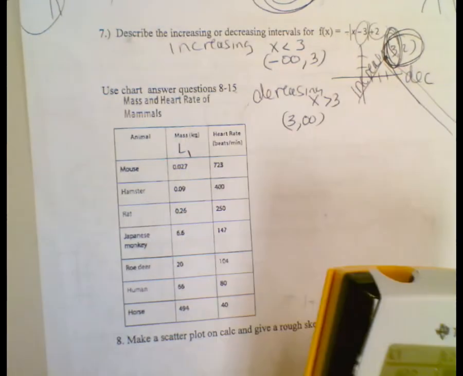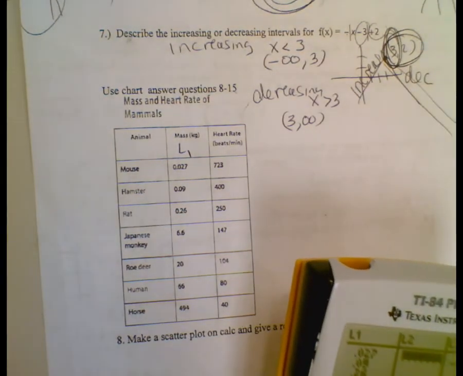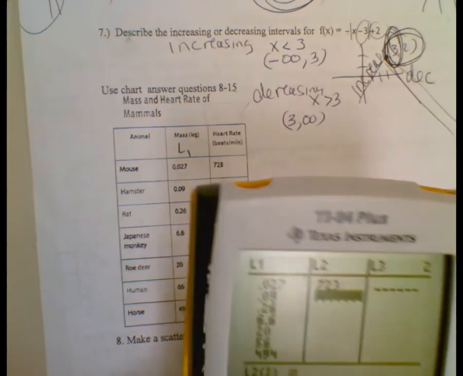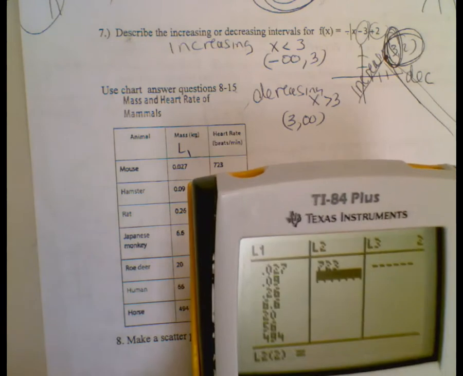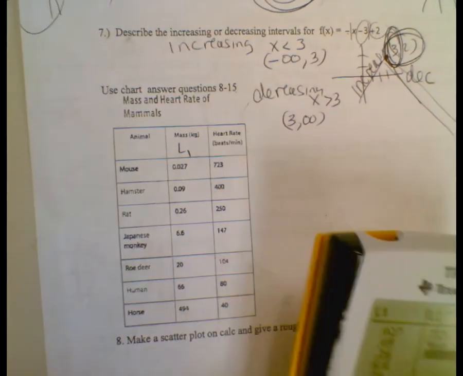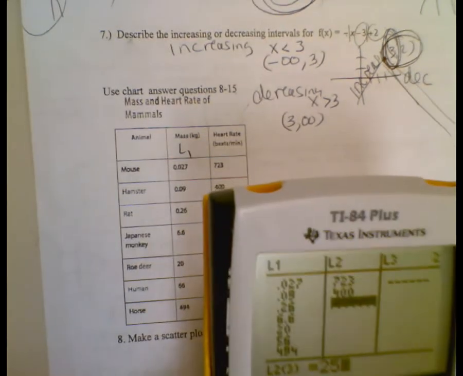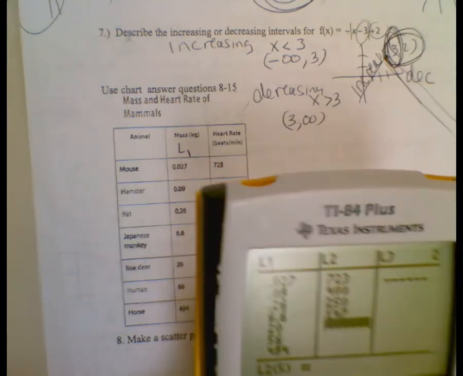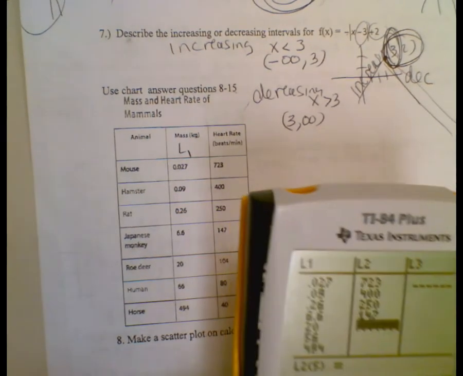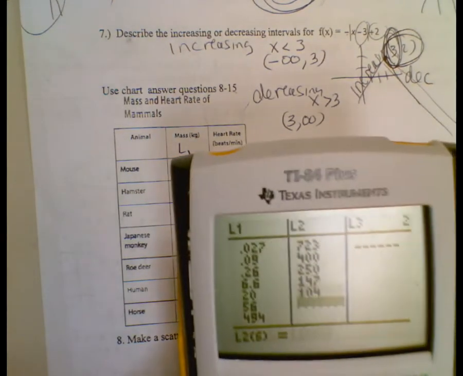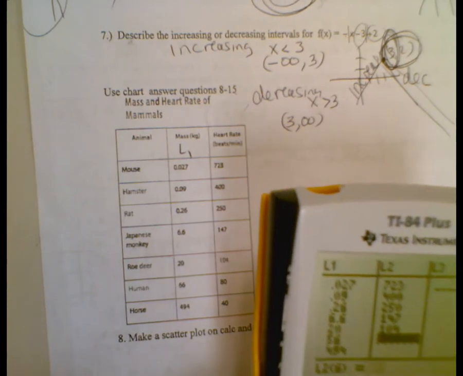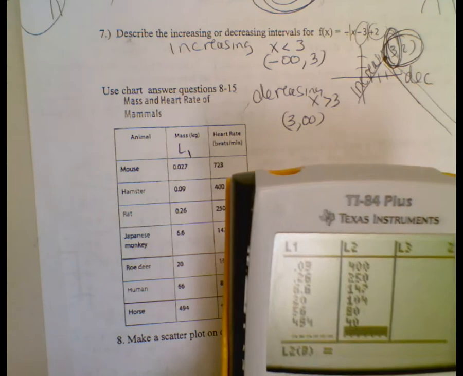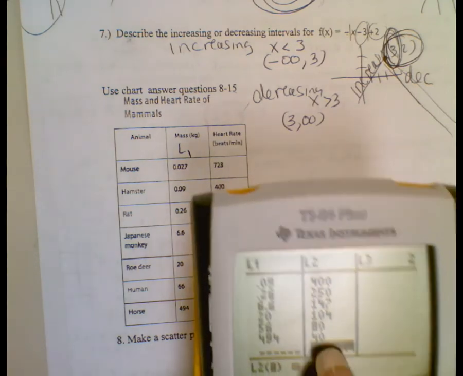Okay, now we're going to go to list 2. This is the heart rate of a mouse. 723 beats a minute. That's kind of fast, huh? Hamster slows down. Rat, even slower because they're a little bit bigger. 147. Heart rate goes down the bigger you are, I guess, right? That's what this is saying. Humans, 80 beats per minute. And a horse, 40. Okay, so make sure these match up.